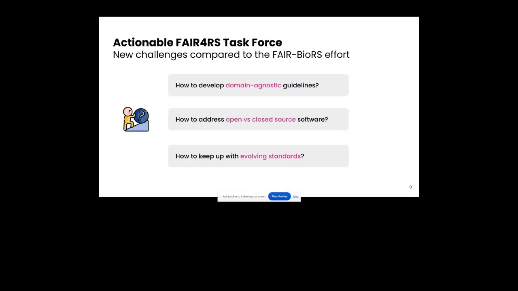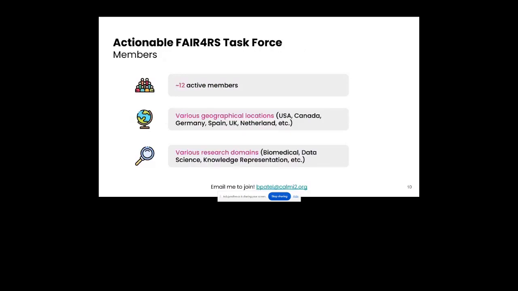We're having new challenges in this effort compared to the FAIR-BioRS effort, including how to develop domain-agnostic guidelines, since we want to make any software FAIR, how to address open versus closed source software, since FAIR in principle is supposed to apply to both, and also how to keep up with evolving standards. We currently have about 12 active members who are working through these challenges and towards our goal. They come from various geographical locations and various research domains, and we could certainly use more help. So if you're interested in joining, please email me. We are having a blast here.